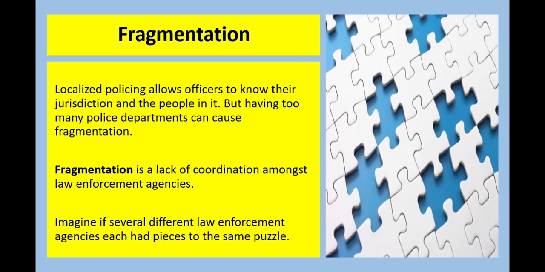And that's what happens when you have too many law enforcement agencies working on the same case. We call it fragmentation. It's a lack of coordination. So the law enforcement agencies aren't communicating with each other or dividing duties. They're all working on the same part of a case, which means other parts aren't getting worked on at all, right? So this is not good. This is not efficient, nor does this provide really good public safety.